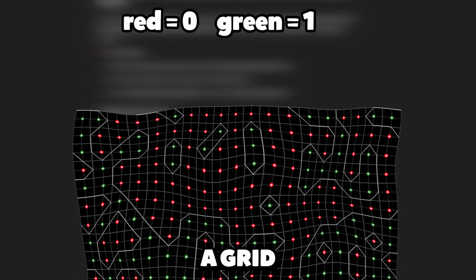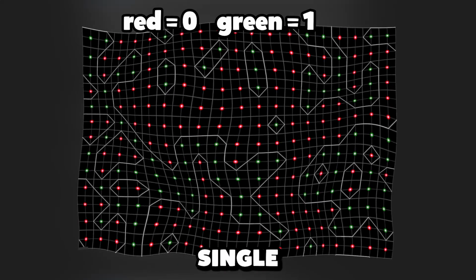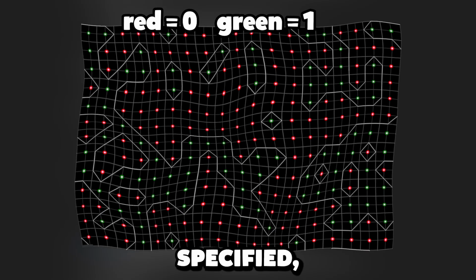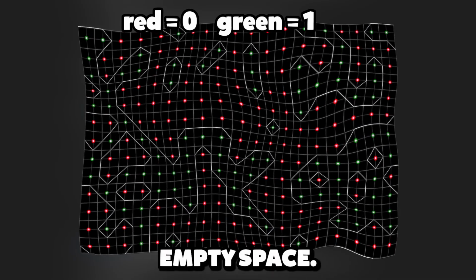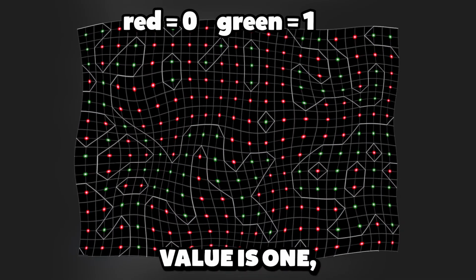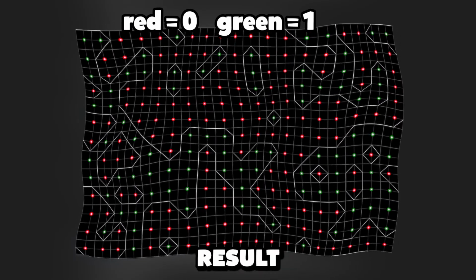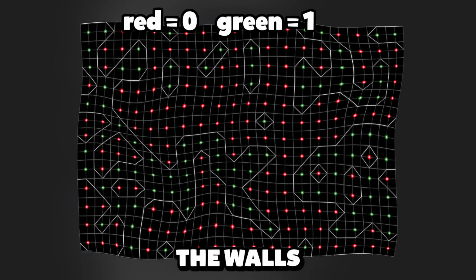generally means you have a grid where one cell can have one single value. If that value is 0 or any arbitrary value specified, then there's going to be an empty space. If its value is 1, then the algorithm will put there a mesh and any value in between will result in a gradient that will kind of smooth the walls of the cave.